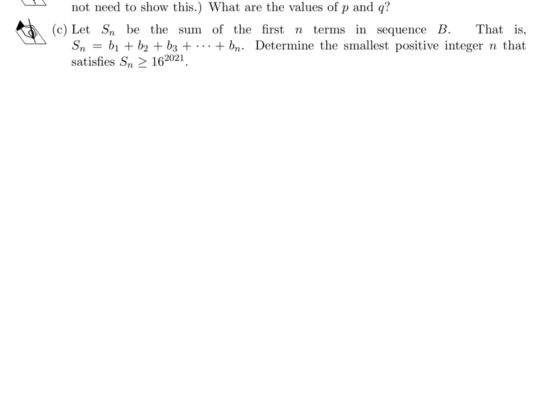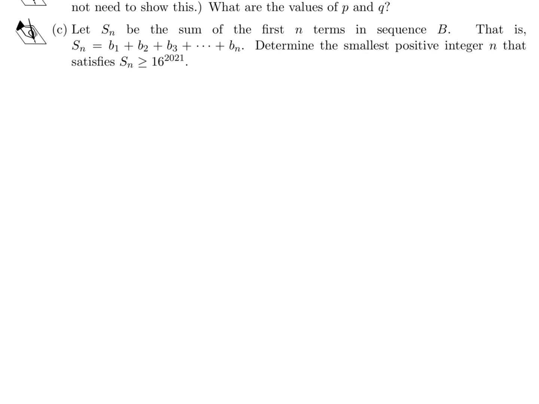Let Sn be the sum of the first n terms in sequence B. That is, Sn is b1 plus b2, ... until bn. Determine the smallest positive integer n that satisfies Sn is greater than or equal to 16 to the power of 2021.